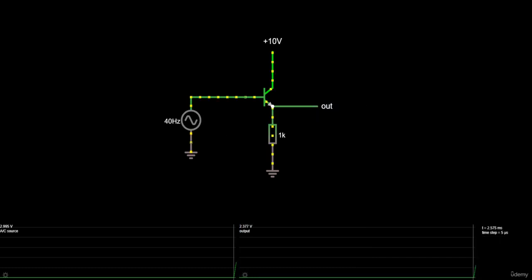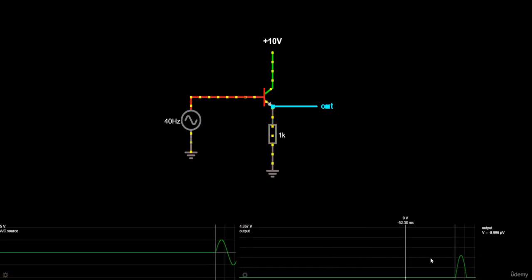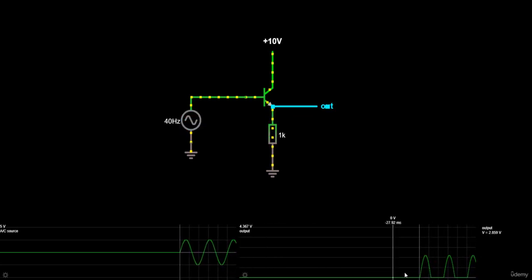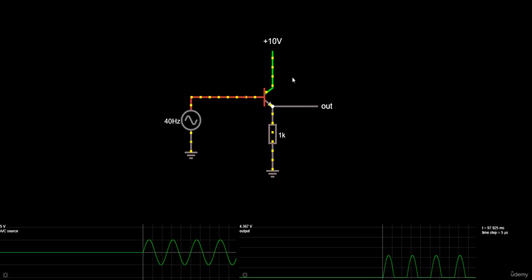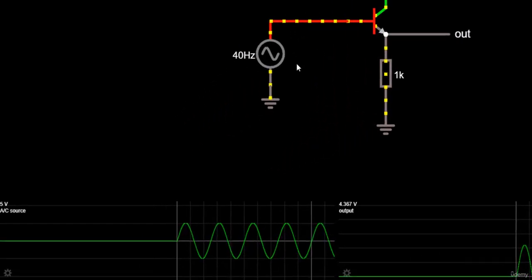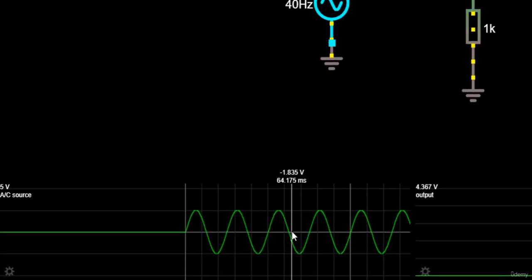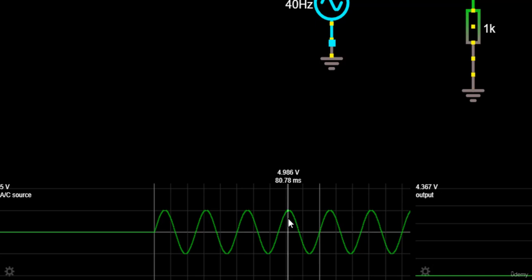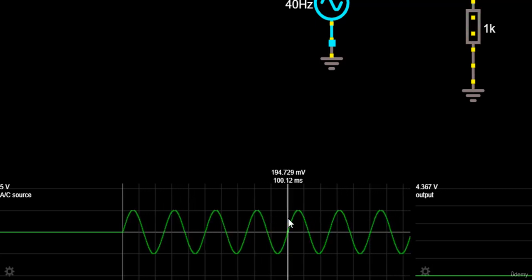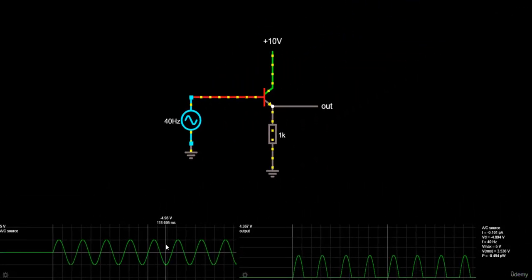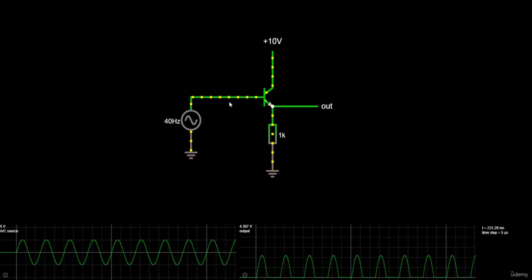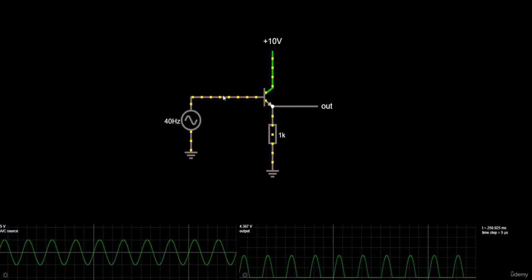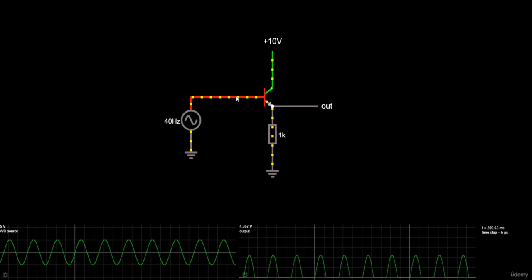Let's start the simulation and notice that the output signal contains only the positive part of the input sine wave, right? Why do you think that is so? Our sine wave is actually 10 volts peak to peak, so it goes up to positive 5 volts and after that it goes down to minus 5 volts. You can see here as well, when the color on the base is green, the voltage is positive, and when it's red, the voltage is negative.